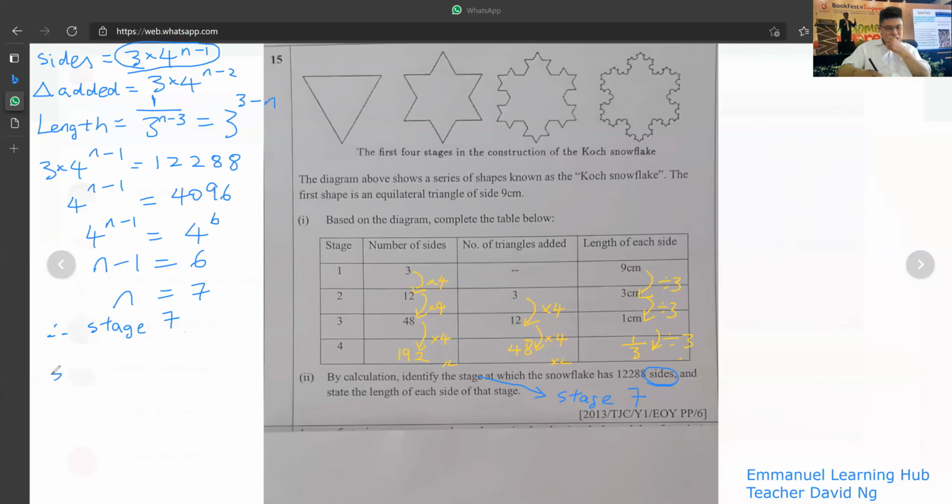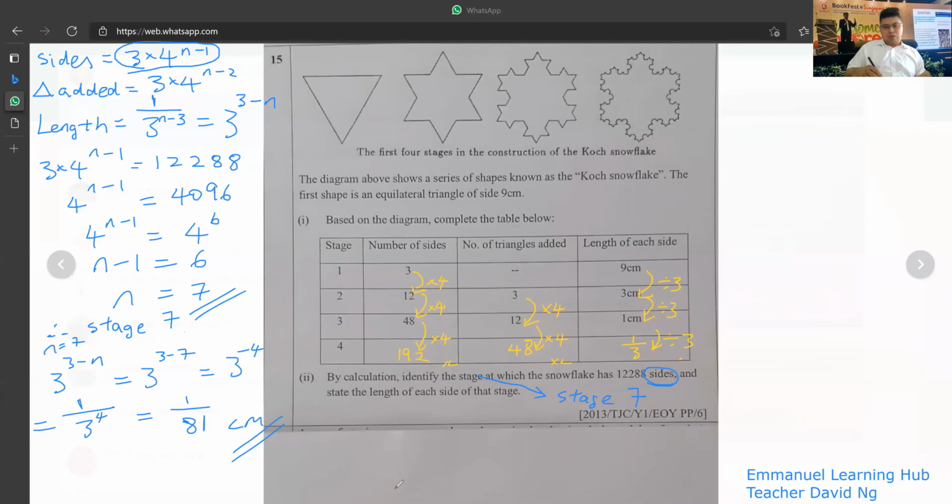So I'm going to use 3 to the power of 3 minus n. And n is equal to 7, right? So 3 minus 7 is minus 4. 3 to the power of minus 4 is 1 over 3 to the power of 4. 1 over 3 to the power of 4 is 1 over 81 cm. So that's the length of the side of stage 7. Of that stage, they're referring to stage 7.